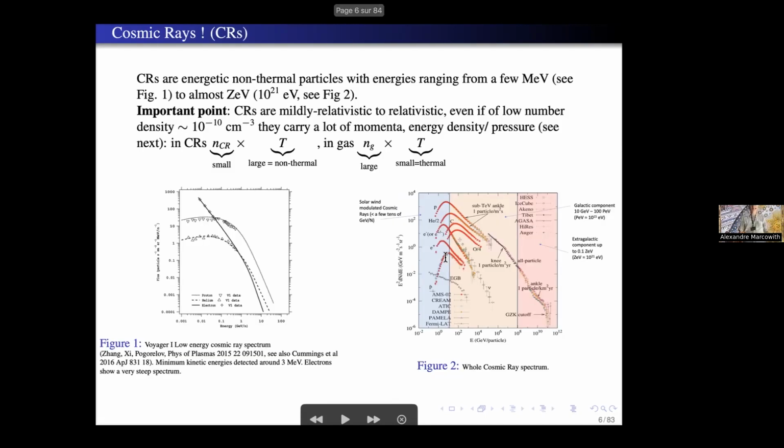An important point is that cosmic rays are mildly relativistic to relativistic, and so they are very low in number density, about 10 to the minus 10. That's ridiculous, but they carry a lot of momentum and energy. If you take the product of the density times their temperature, it can be equivalent to the thermal gas, because the temperature is high since it's non-thermal. So they have as much energy as the thermal gas. They are in equipartition on average in our galaxy.